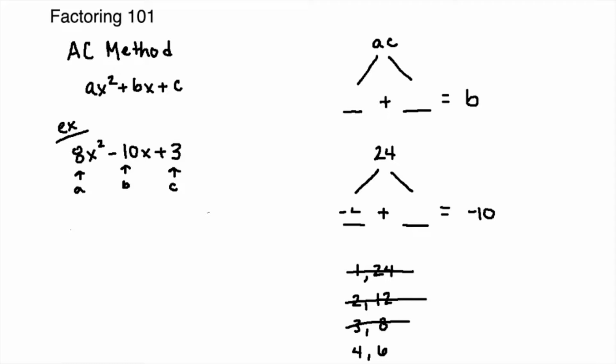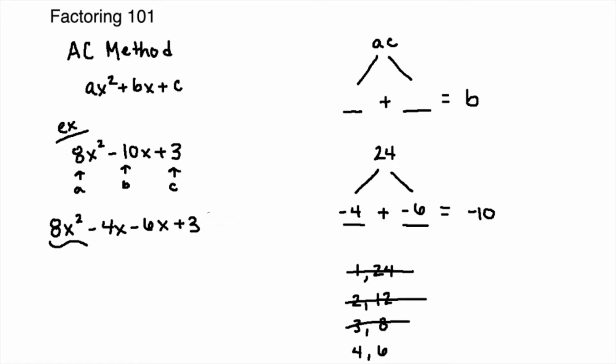So let's double check that it works. Negative 4 plus negative 6 gives us negative 10, so that's good. And then negative 4 times negative 6 gives us 24, so that's good. So that actually splits up our b value. It doesn't just give us the factors this time. So we'll have 8x squared minus 4x minus 6x plus 3. So if we were to combine these, we would get back our negative 10x.